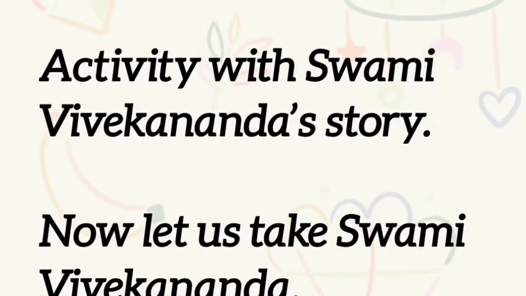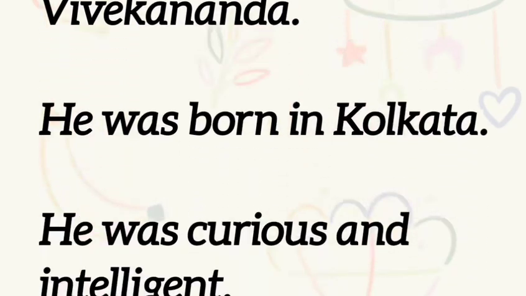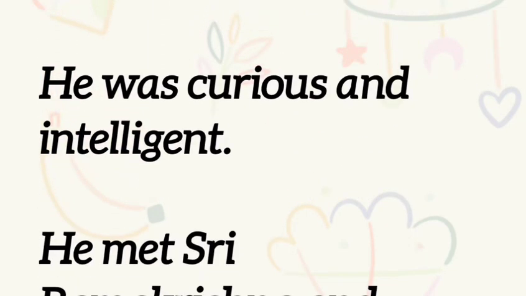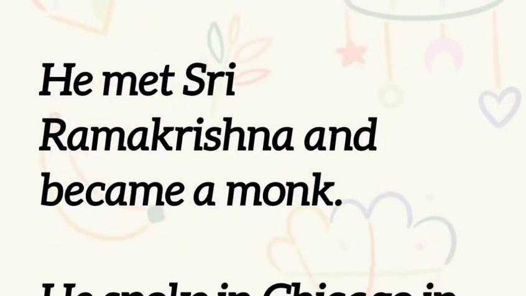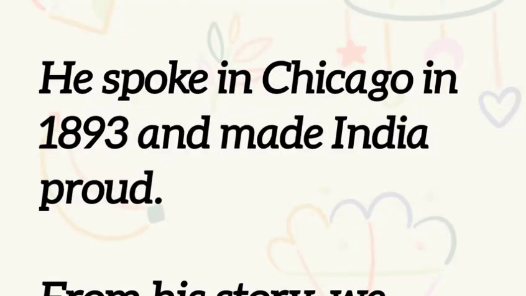Activity with Swami Vivekananda's story. Now let us take Swami Vivekananda. He was born in Kolkata. He was curious and intelligent. He met Sri Ramakrishna and became a monk. He spoke in Chicago in 1893 and made India proud.